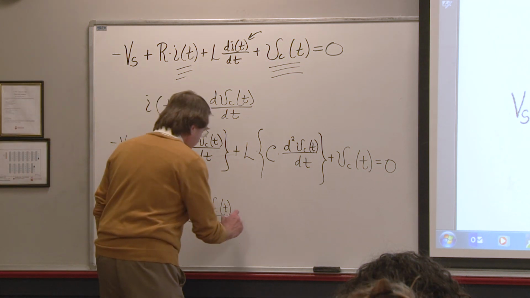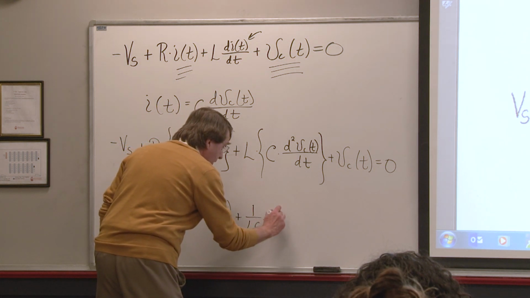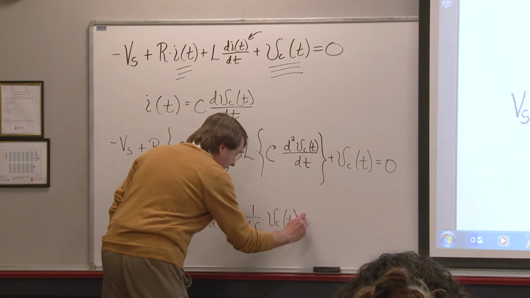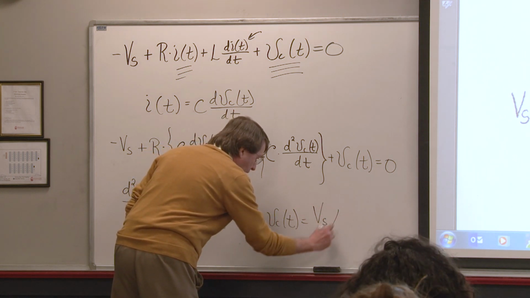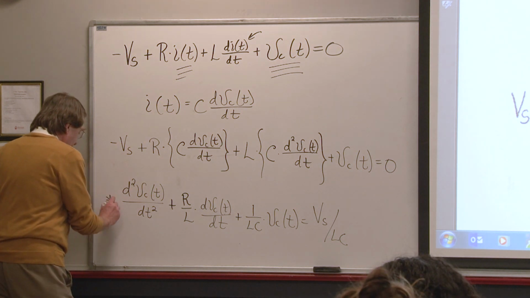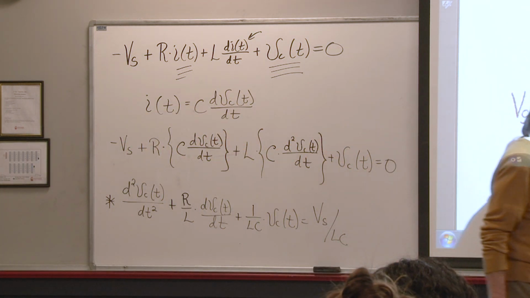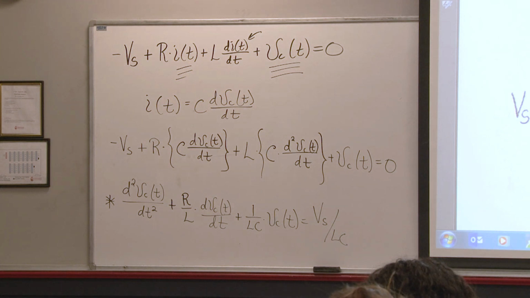Now I'm dividing everything by LC, so I get 1 over LC times V sub C of t equals Vs over LC. I know I'm going through this quickly. We've seen this today, but all of the algebra is carried out in the notes also. Let me pause and give you a moment or two to catch up and ask me any questions you might have.